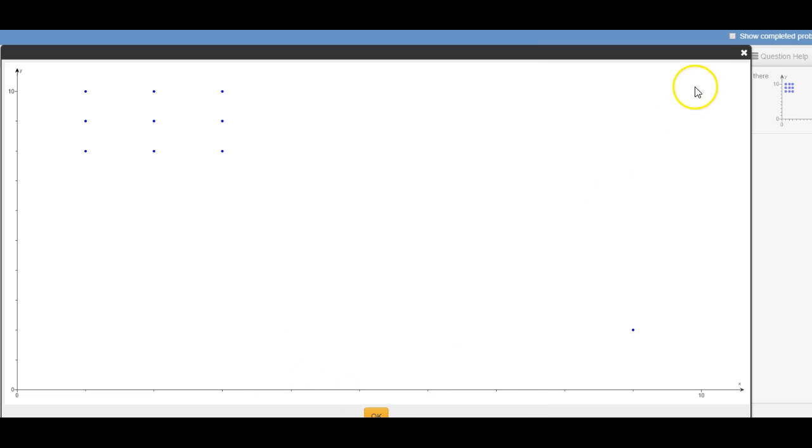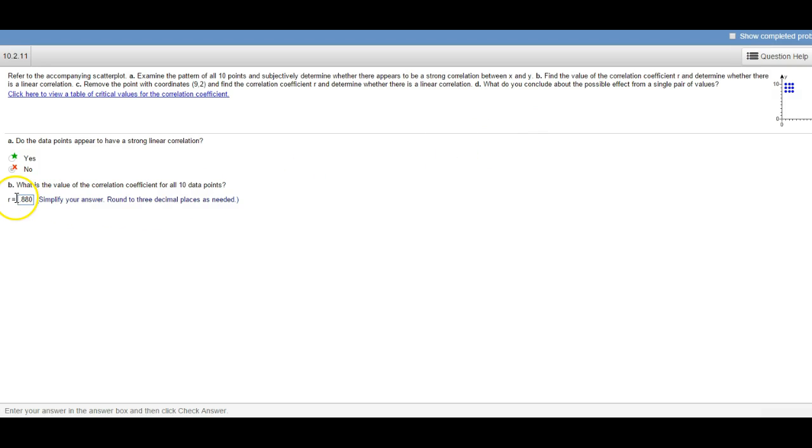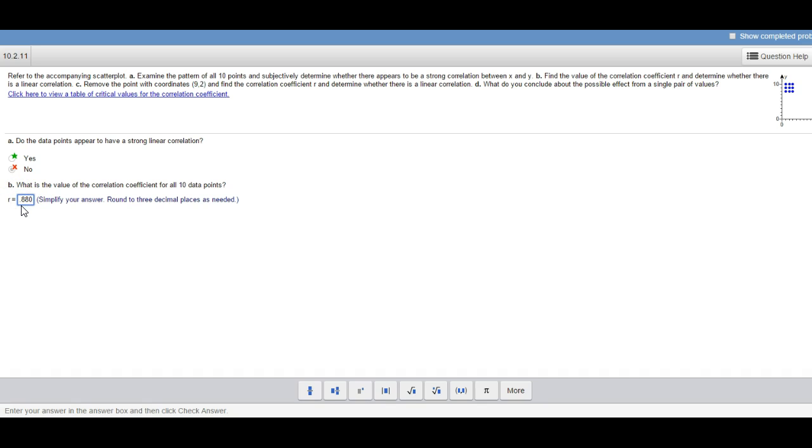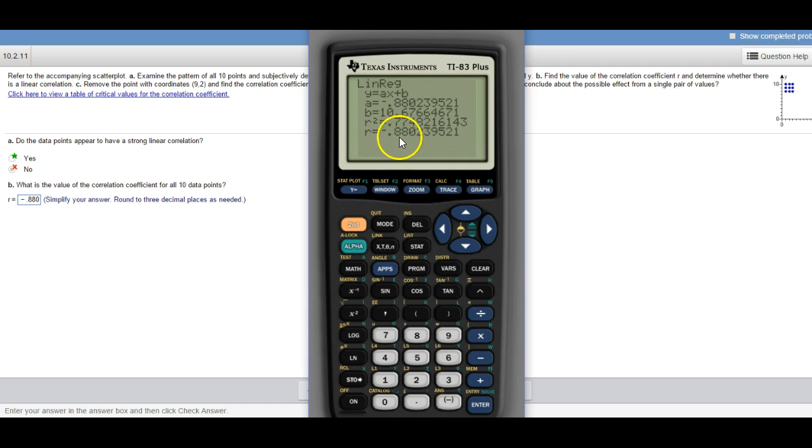So back to this question. Remember, R has a sign value with it. The reason why this one wasn't counted correctly is because we didn't have the negative in there. This is a negative R.